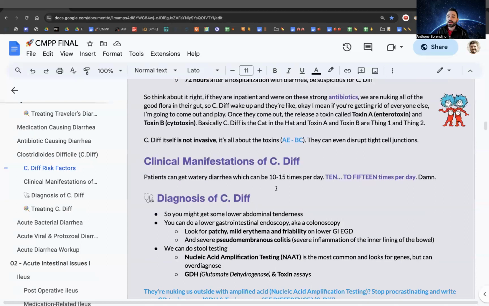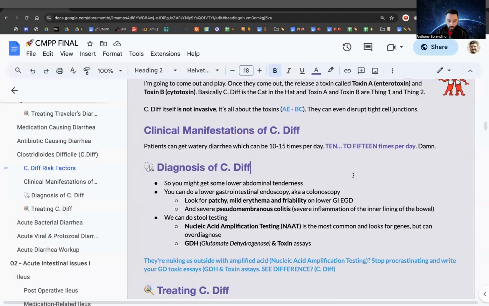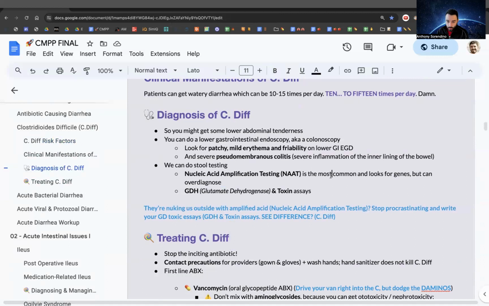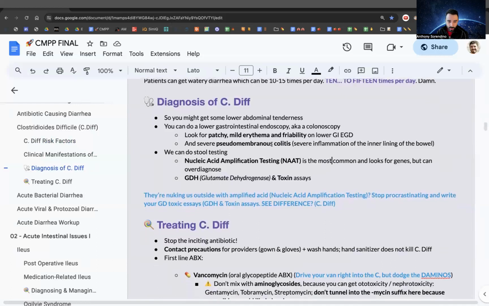Okay. Clinical manifestations of C. diff, you're going to get watery diarrhea 10 to 15 times per day. Imagine. That's crazy. So you see that's going to be C. diff. This is big. All right, so huge buzzwords here on an endoscopy: patchy, mild erythema and friability. And then this is a big one also mentioned in small group, pseudomembranous colitis. So both of those, that's going to be C. diff. Definitely questions on that.